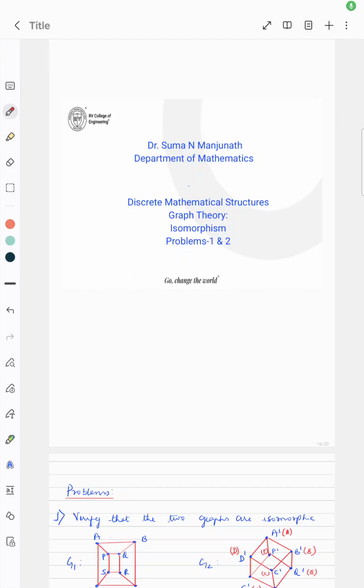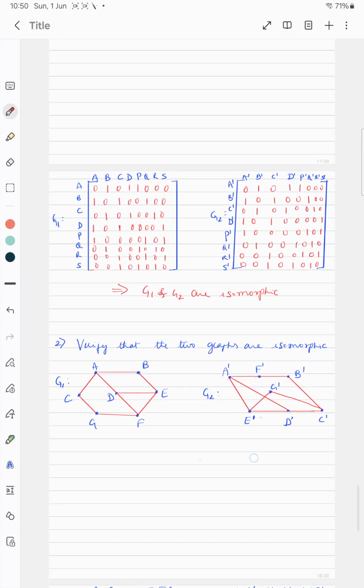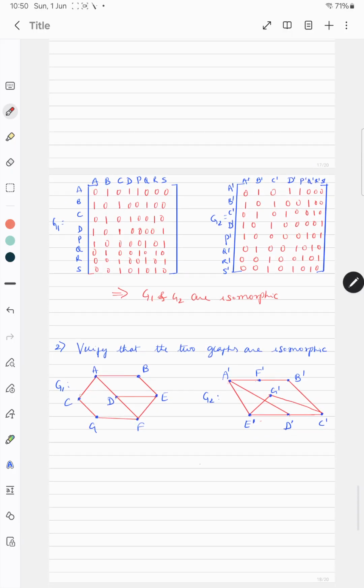Hello dear students. In the last video, we solved one problem on isomorphism. So we shall solve another problem now, the second problem in this video. Let us consider the two graphs G1 and G2, and let us verify whether the two graphs are isomorphic. Again we shall check whether all the 4 conditions are satisfied.